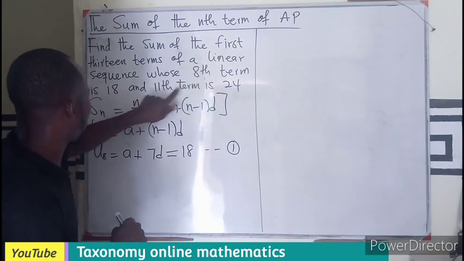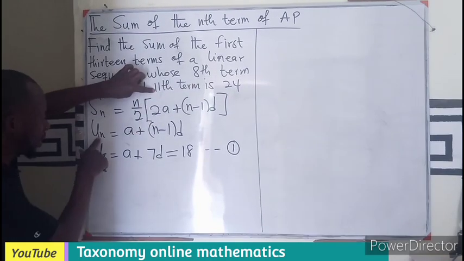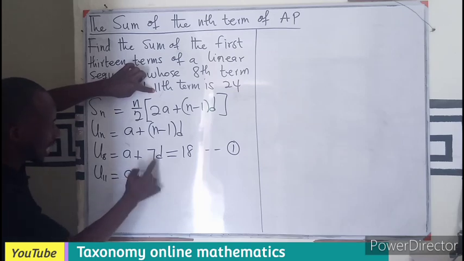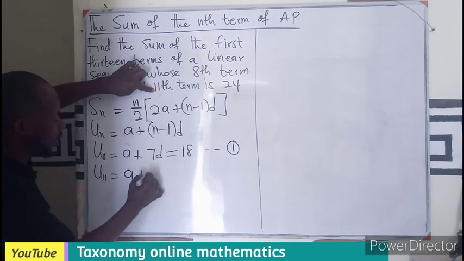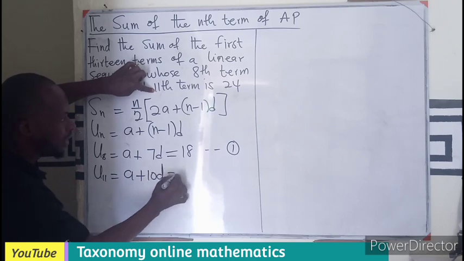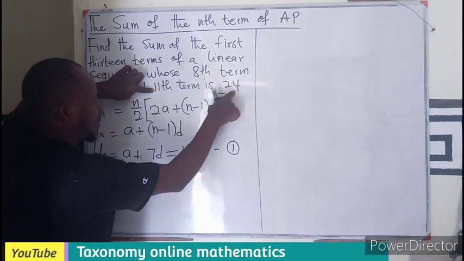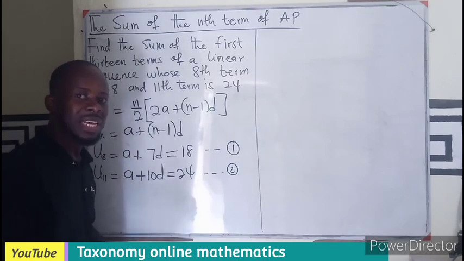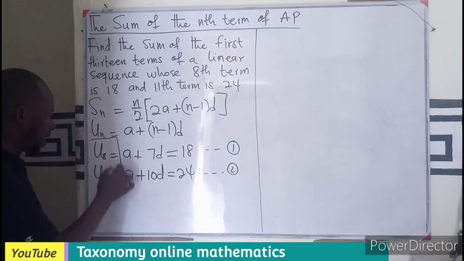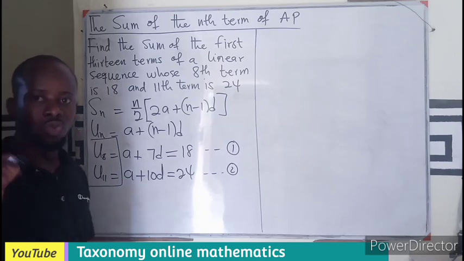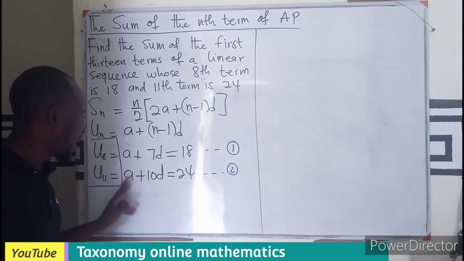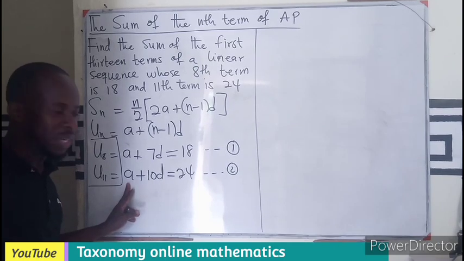The second part of the question says that the 11th term, meaning U11, is going to be A plus (11 minus 1), that is 10 times D. We are told that the 11th term is 24. So the second equation is derived. If I take care of this, I can have my two simultaneous equations. Since the coefficients of A are the same, I perform subtraction.